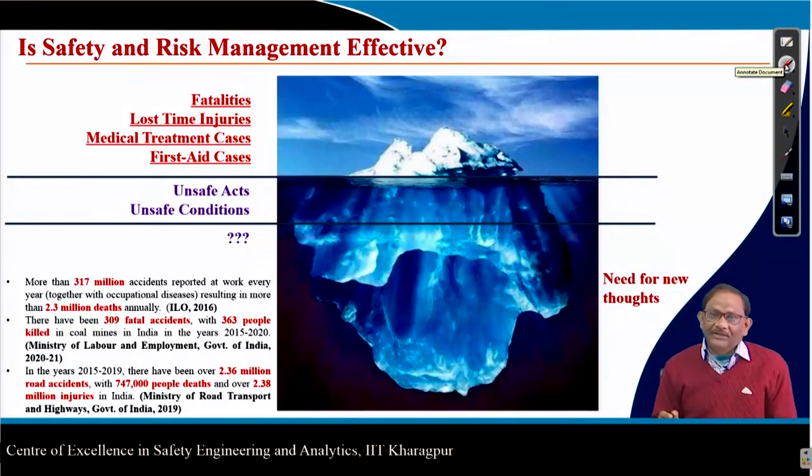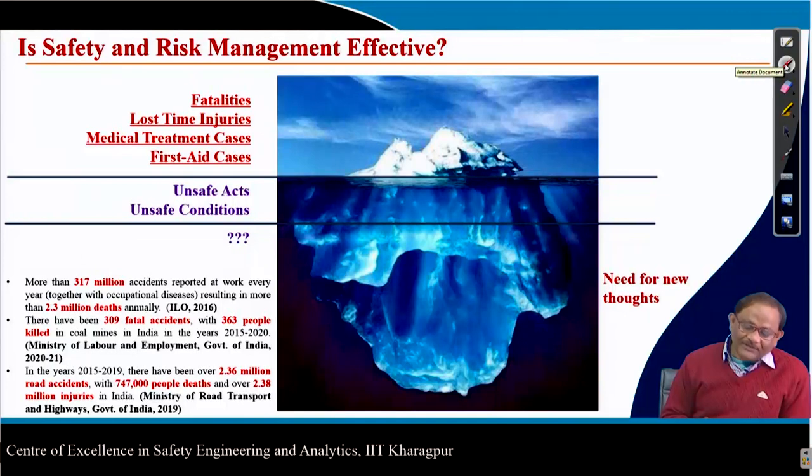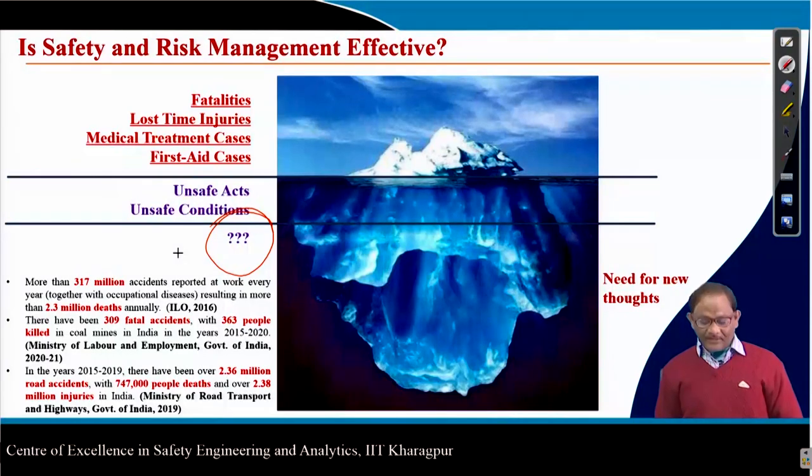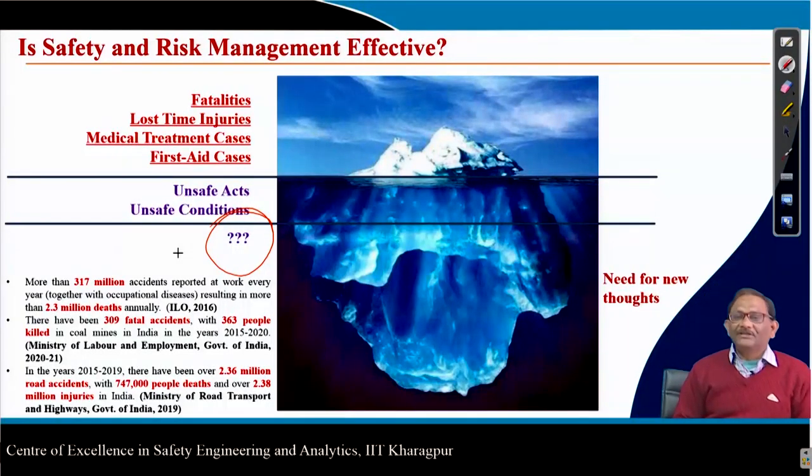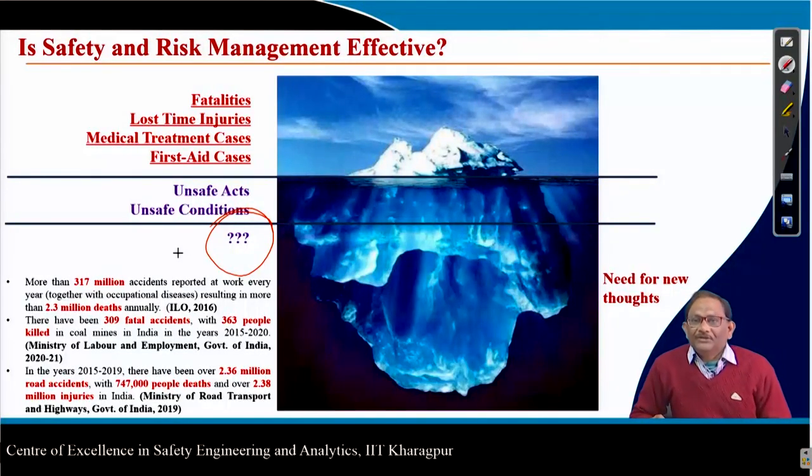Then the safety and risk community started thinking about what more could be done, so that we will be able to know where we are from the plant safety management point of view, the workplace safety management point of view, the design for safety point of view, the behavior based safety point of view, the regulatory law and enforcement based safety point of view, the environment based safety point of view, so many things. And how to improve it further?